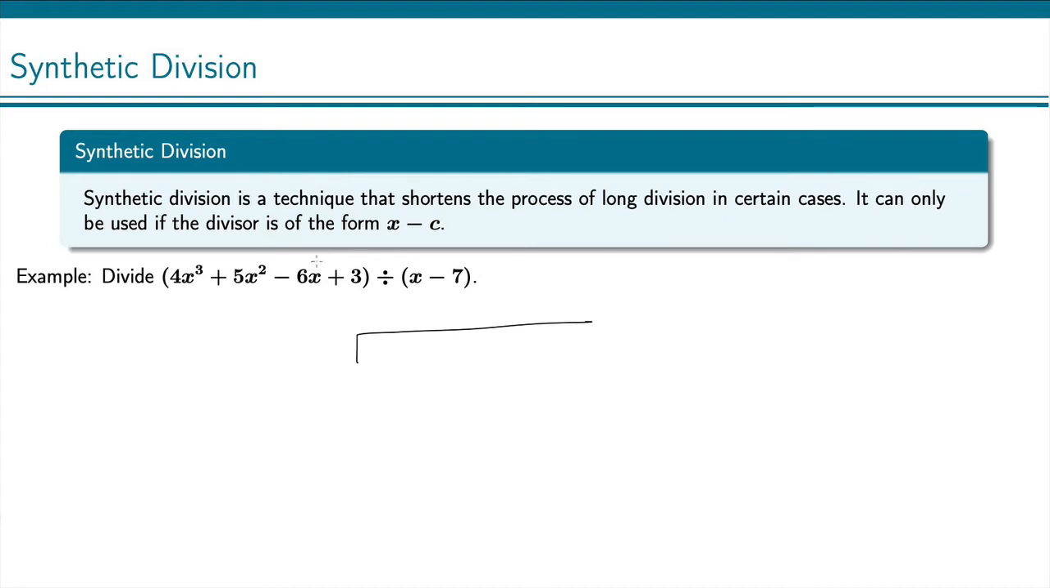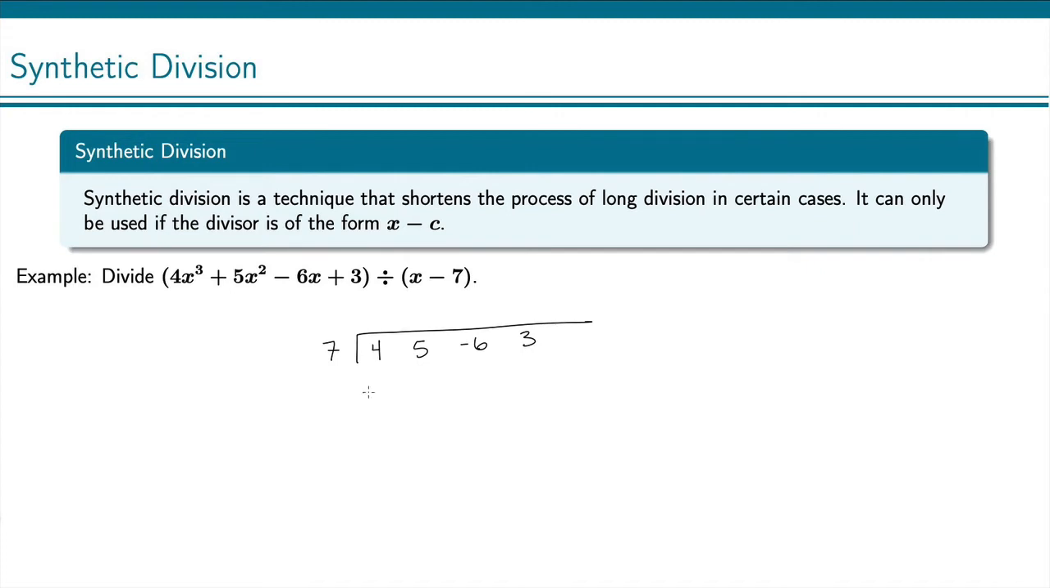Then you write out your coefficients. So we have 4, 5, -6, and 3. If there are powers of x missing, you put zeros in those spots. Out here, instead of putting the whole divisor, we're going to put the zero of the divisor, which means what x value makes this thing 0, and that is 7 in this case. It's always just going to be what c is.